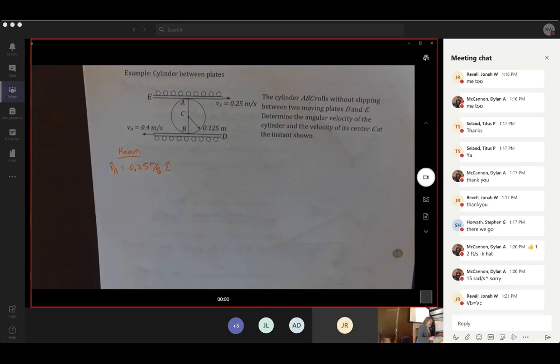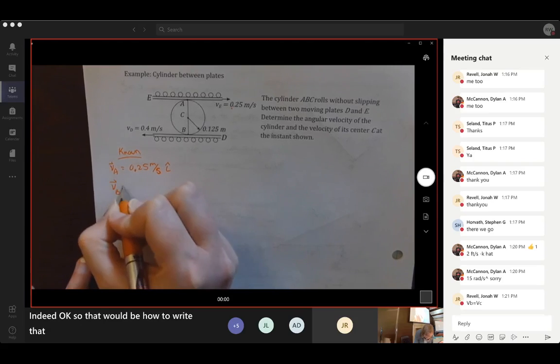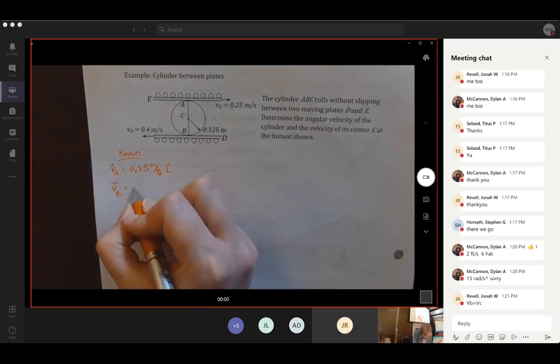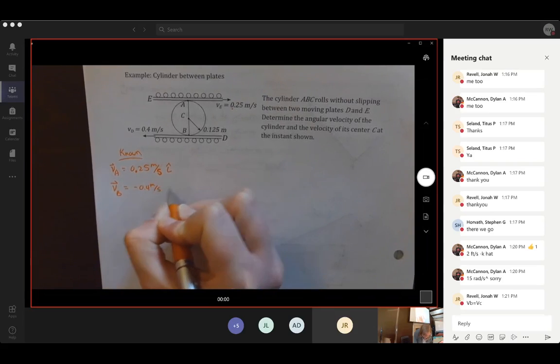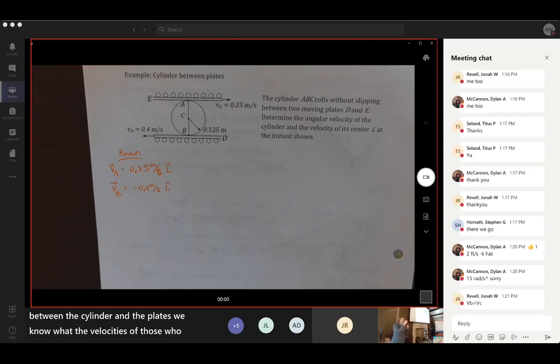VB is equal to VD. Okay, so because we don't have slipping between the cylinder and the plates, we know what the velocities of those two points have to be. So are we rotating about the middle? Are we rotating about point C? Not exactly. We can't be, right?